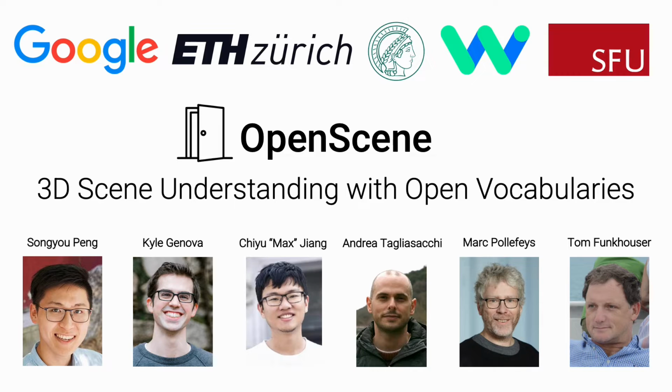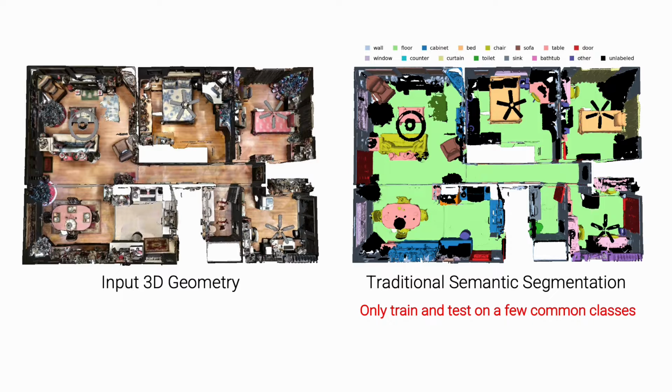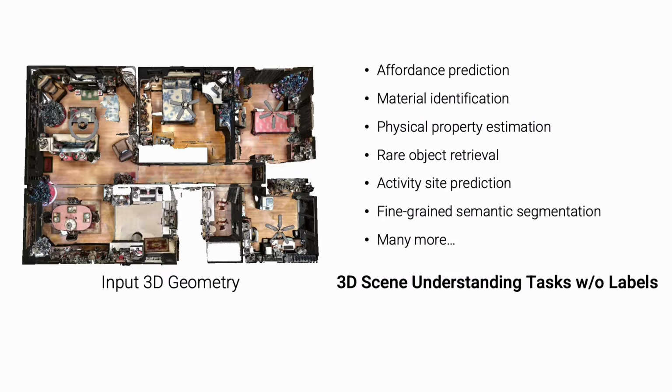In this paper, we present OpenScene, a novel approach to perform zero-shot novel 3D scene understanding tasks with open vocabulary queries. Traditional approaches to 3D scene understanding utilize supervision from ground truth labels to learn specific tasks, for example, semantic segmentation with 20 pre-chosen categories. However, there are many other 3D scene understanding tasks where ground truth annotations are very limited, such as affordance prediction, material identification, and so on.